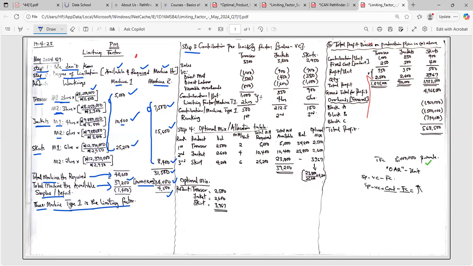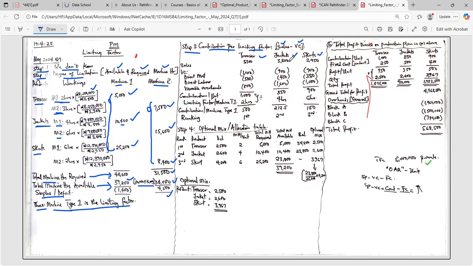Step 3 simply means contribution per limiting factor, and we'll rank at the same time. So we have to calculate contribution first before we get our contribution per limiting factor. The formula for contribution is sales minus variable cost. So we have trouser, we have jacket, and we have skirts.